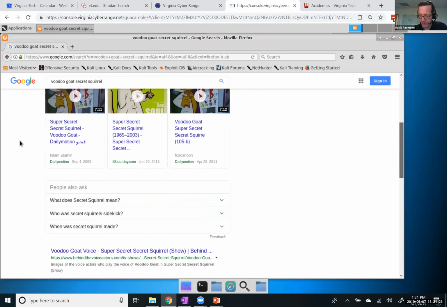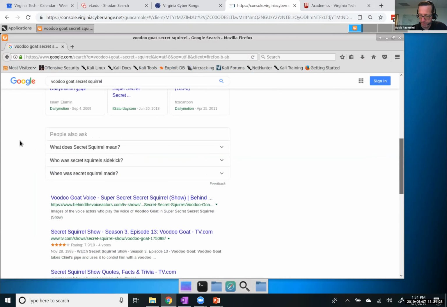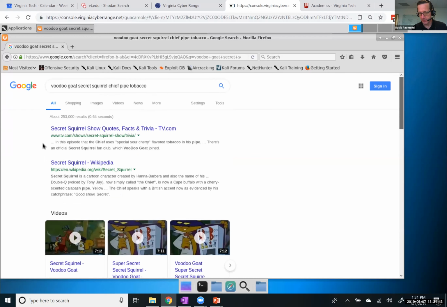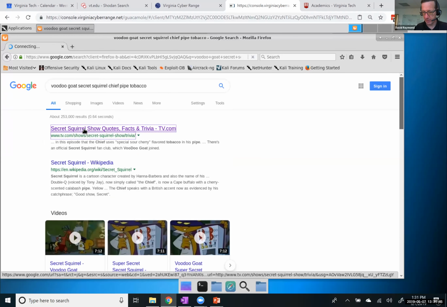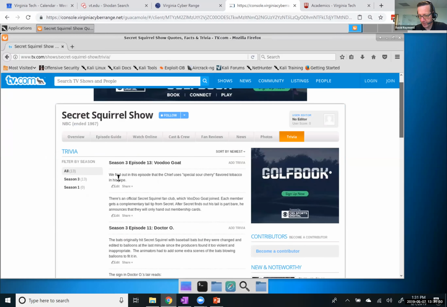It's a cartoon, right? Secret Squirrel cartoon from back in the 60s. And it talked about the chief. So chief, pipe tobacco. Secret Squirrel, show quotes, facts, and trivia. Okay, chief. Oh, hey, look at this. We found out in this episode that the chief uses special sour cherry flavored tobacco in his pipe. Okay, well, that's interesting. Let's try that.